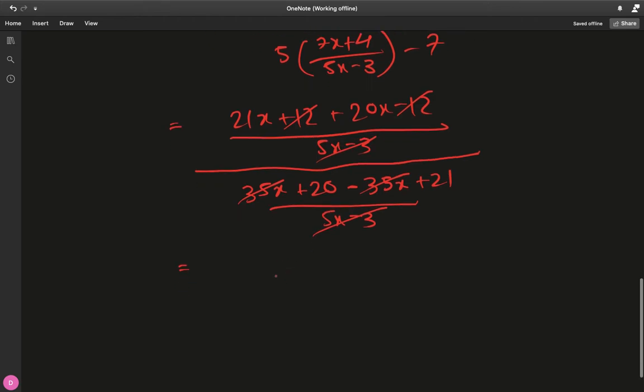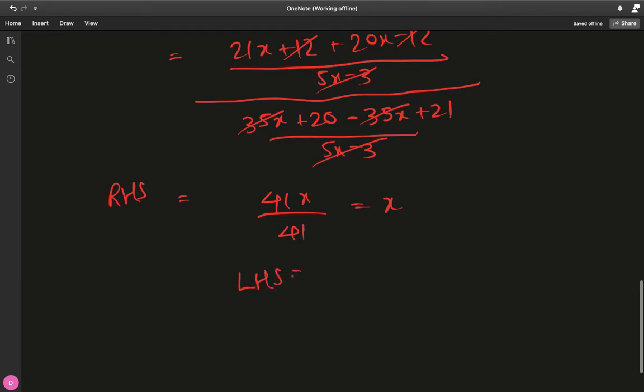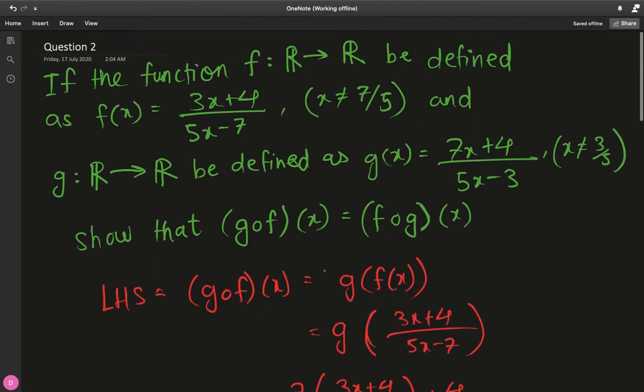We have 41x over 41, which just turns out to be x, and that's the right hand side. So left hand side is equal to right hand side, and that's exactly what we needed to show. Yeah, that's it.